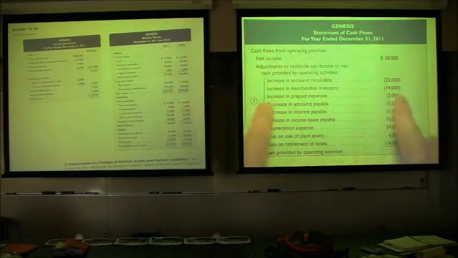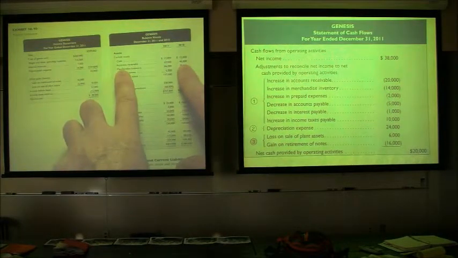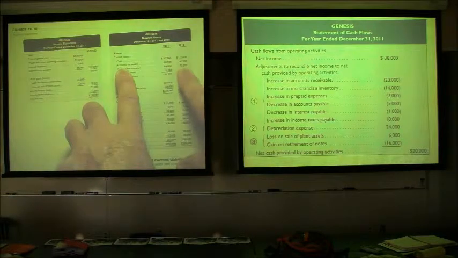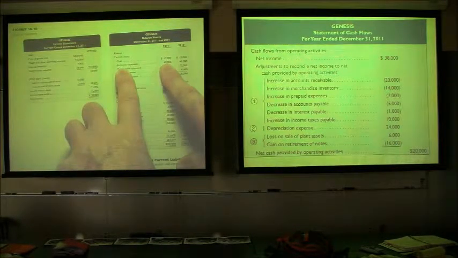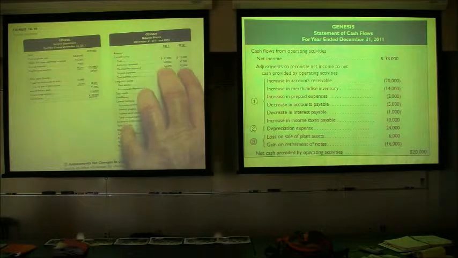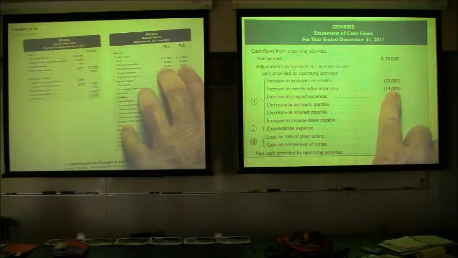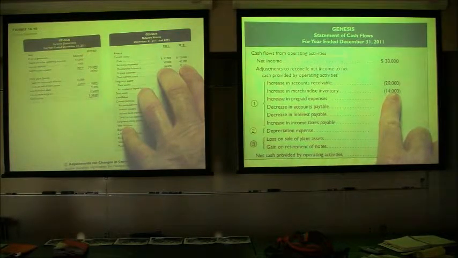So if you have an increase in accounts receivable, as happened here, so accounts receivable were $40,000 in 2010. It jumped up to $60,000 in 2011. That means there's $20,000 worth of sales that have not been converted into cash. They've not been collected. If they've not been collected, you take that $20,000 out because from a cash standpoint, there's not a sale. Your merchandise inventory went from 70 to 84. That means that your cost of goods sold is understated by $14,000 from a cash standpoint.